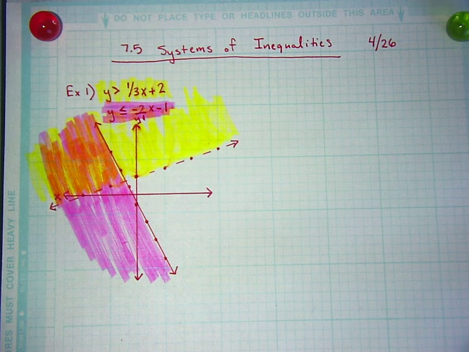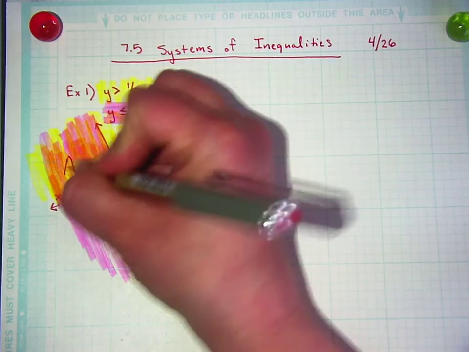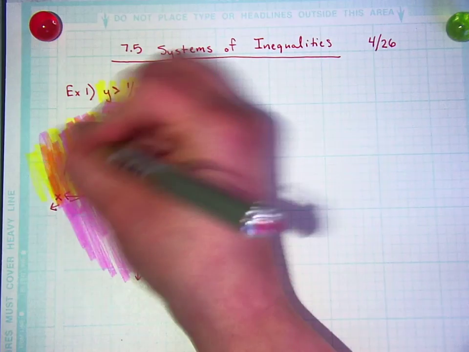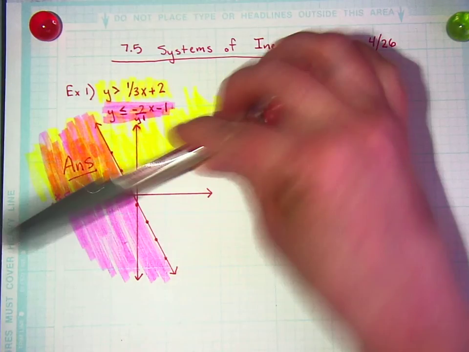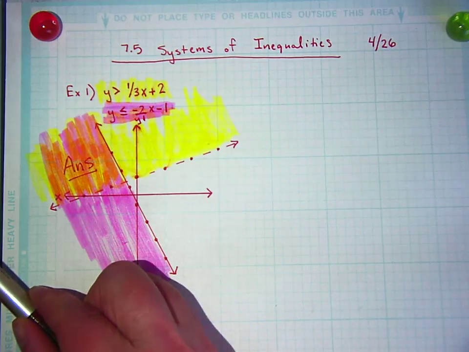Can anybody see where they are physically? Jack, where are they? It's where the two colors overlap. Right, it's the overlap. Right here, this is the answer to the problem. Every point inside of here is the answer. It's anything that is bigger than this line and less than this line at the same time.